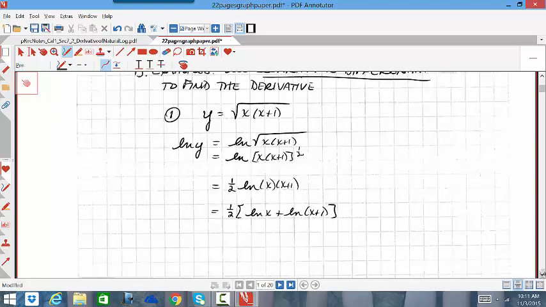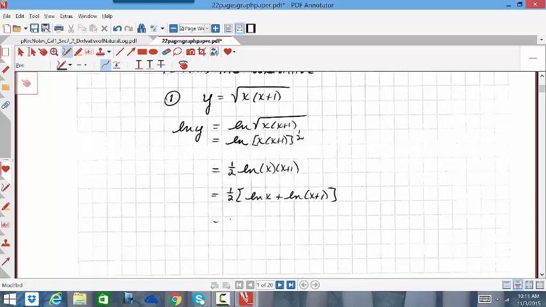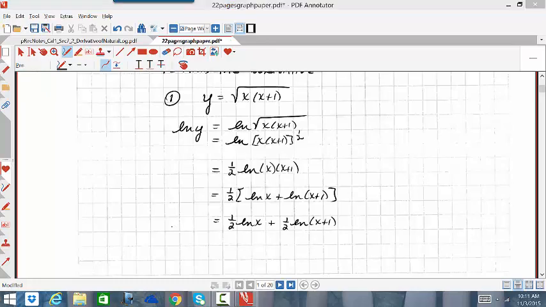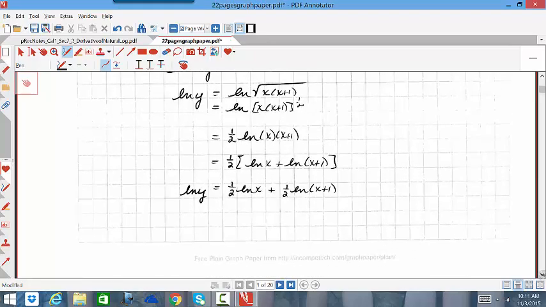And then if I distribute this, and you get pretty quick at this, this is 1/2 the natural log of x plus 1/2 the natural log of x plus 1. Okay, so bring your natural log of y down from the left side. Now we're ready to differentiate.